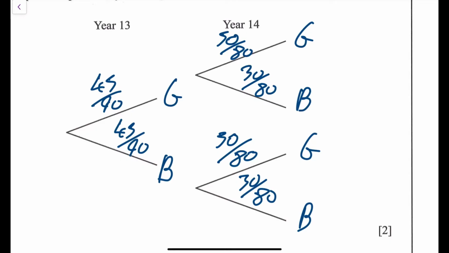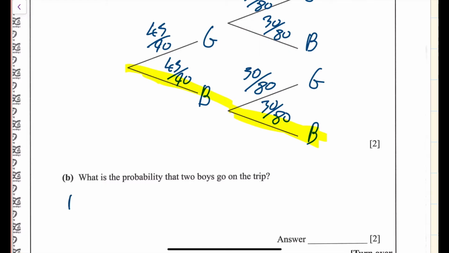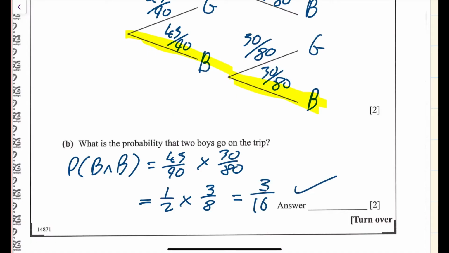It says, what is the probability that 2 boys go on the trip? So that means I need a boy from year 13 and I need a boy from year 14. So the probability of a boy and a boy is 45 over 90 times 30 over 80. Remember, this is non-calculator. 45 over 90 is a half. 30 over 80 is 3 over 8. And multiplying on top, you'll get 3. Multiplying on the bottom, you'll get 16. That's as good as we can go.